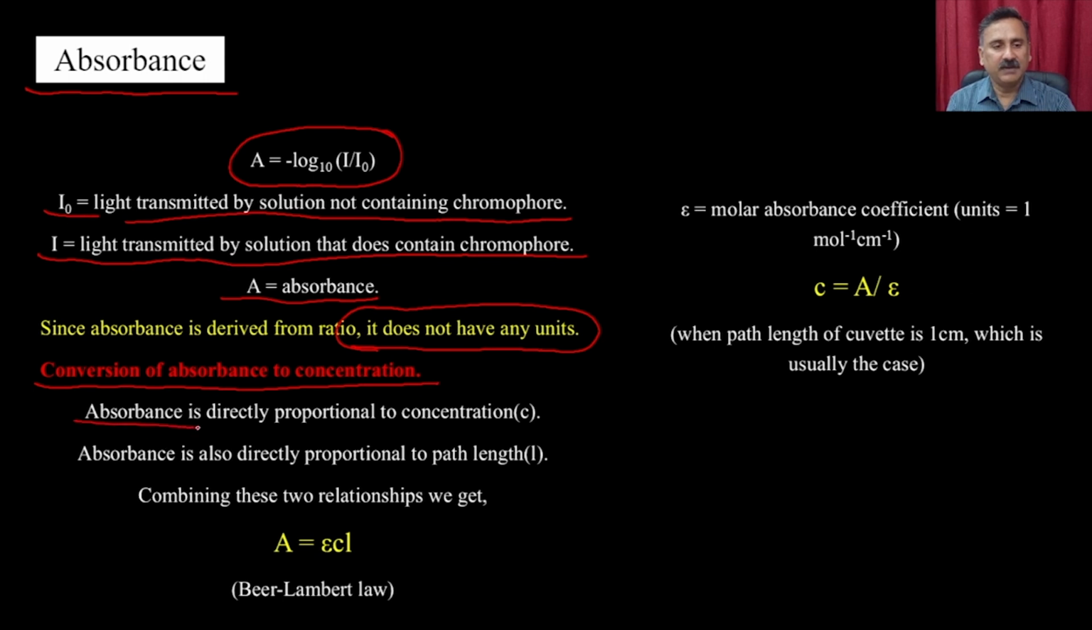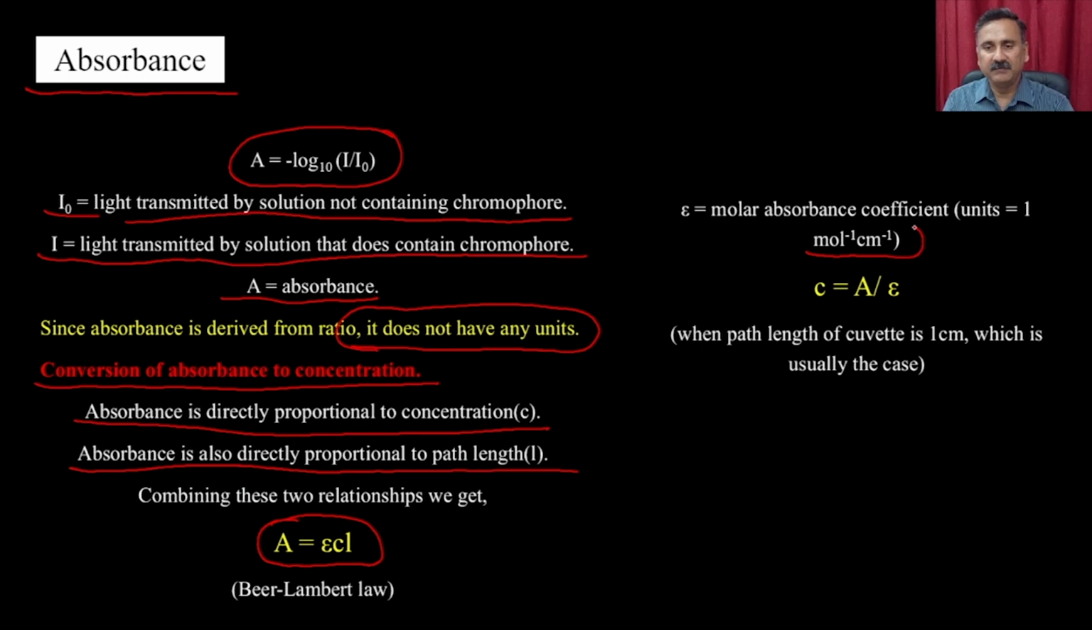So absorbance is directly proportional to the concentration. If you recall the Beer-Lambert law, it says that absorbance is directly proportional to the concentration, and absorbance is also directly proportional to the path length, which means if you combine these two, absorbance is going to be equal to epsilon C L, right? And epsilon is called the molar absorption coefficient, and the unit is per mole per centimeter, right?